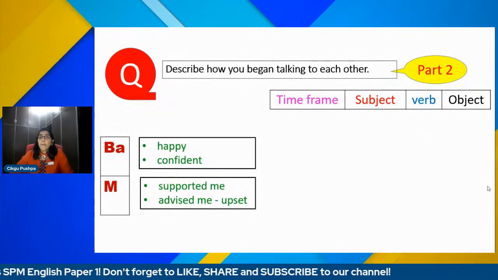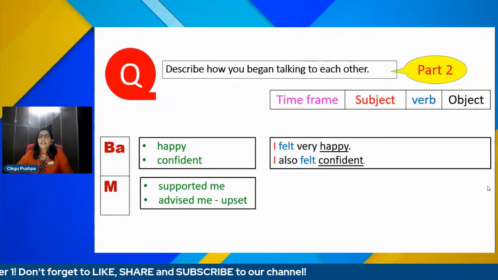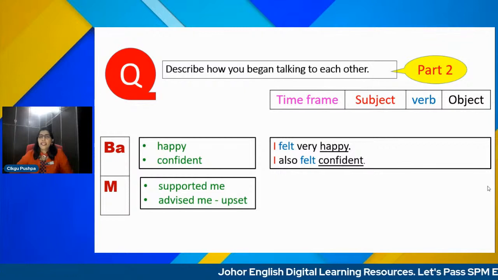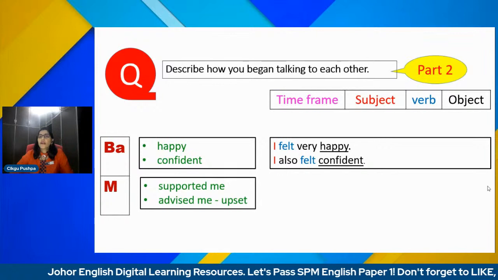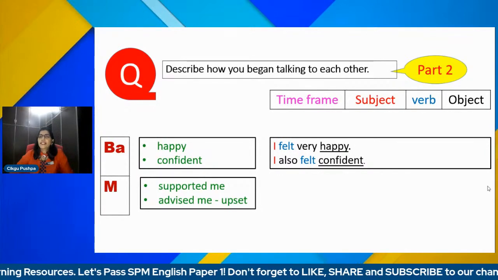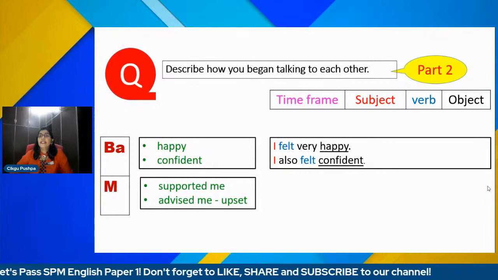All right, now we are done with this part. We have BAM, bagaimana and mengapa. Since you have the words and also phrases, I don't think you have a problem, right? So this is quite similar to directed writing already now. Okay, right. I felt very happy. I also felt confident. Don't worry to repeat the word because you are still correct. Grammatically, your sentences are correct.